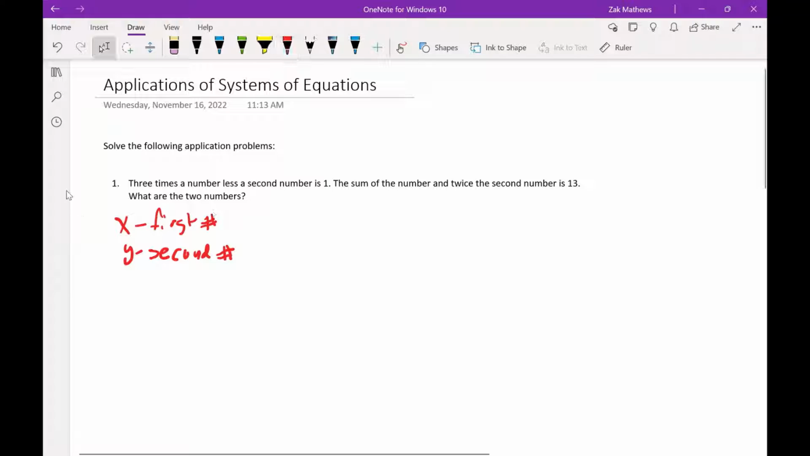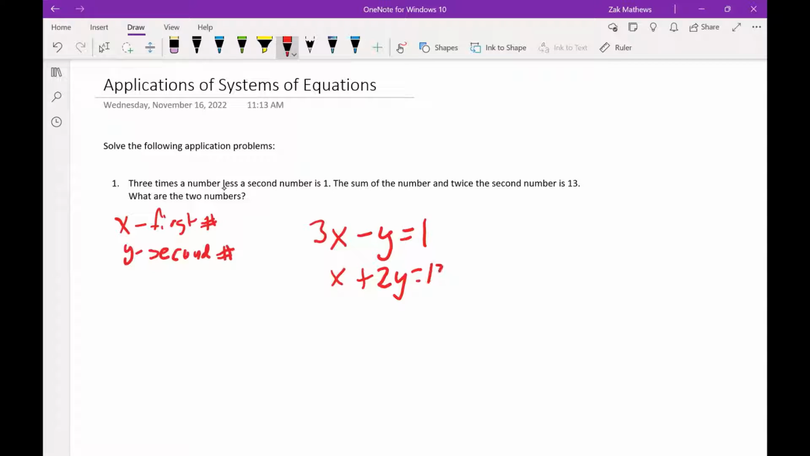So take that first statement, 3 times a number, first number, 3x, less a second number. Well, less means minus, that's equal to 1. And then the second statement, the sum of a number and twice the second number is 13. The sum means we're adding the number and twice the second number. So that'd be x plus 2y, that's equal to 13. That's all there is to that one.